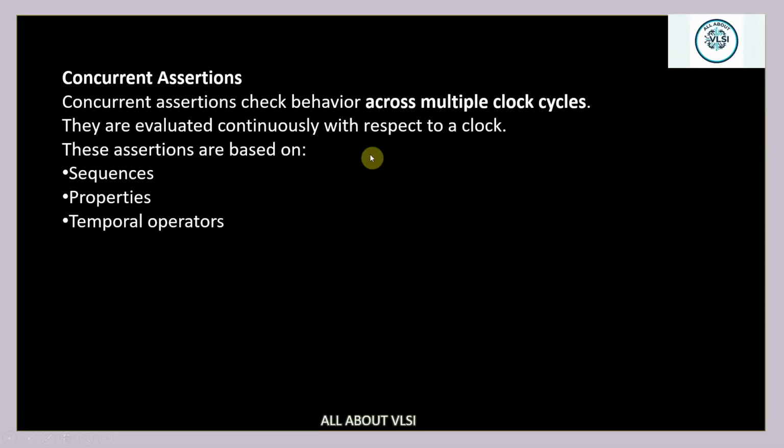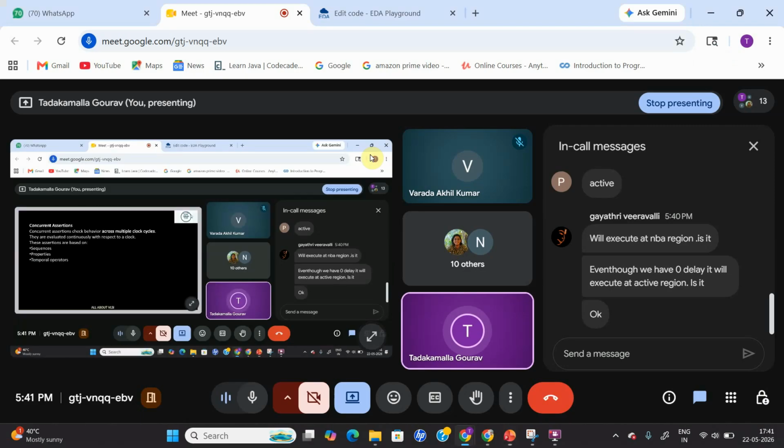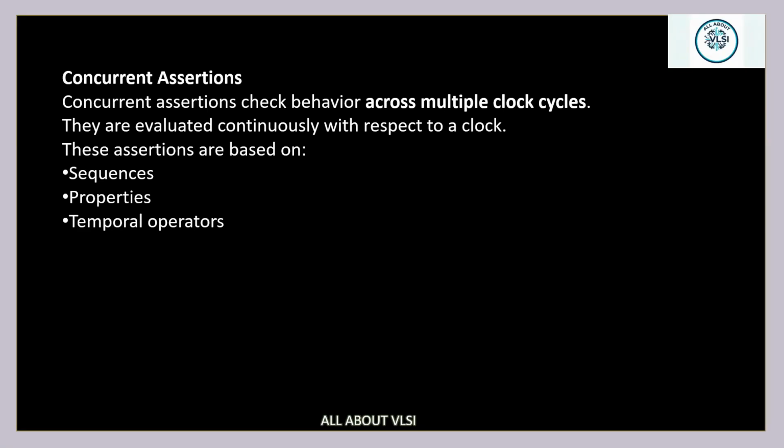Now let's see other kinds of assertions. We have something known as concurrent assertions, right? These concurrent assertions check the behavior across multiple clock cycles. These are evaluated continuously with respect to a clock. Basically, in the case of immediate assertions and deferred immediate assertions, the checking was happening at that particular instant, like I have shown you previously also, right?